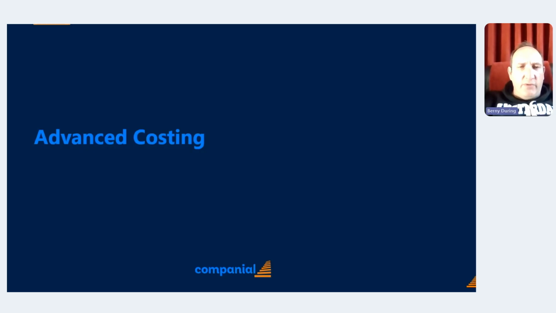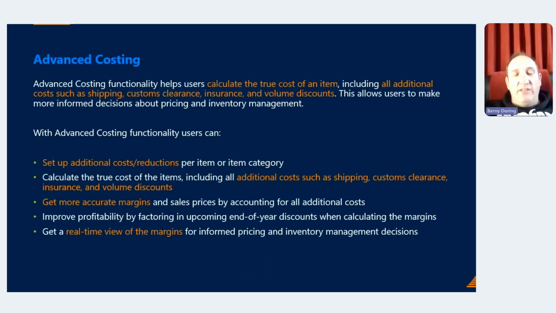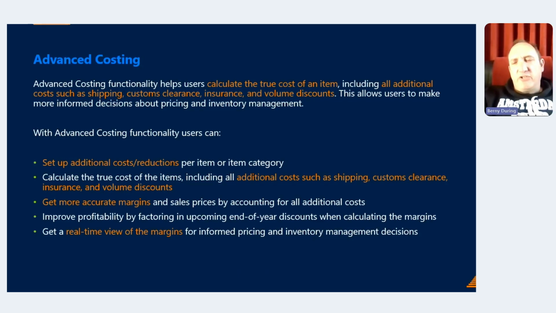So like I said, today we'll be looking at the advanced costing feature in Business Central. Let's just quickly have a look at what this feature actually gives us. Advanced costing functionality helps you calculate the true cost of an item. Business Central does help you calculate the true cost, but it works on the principle of historical costing.